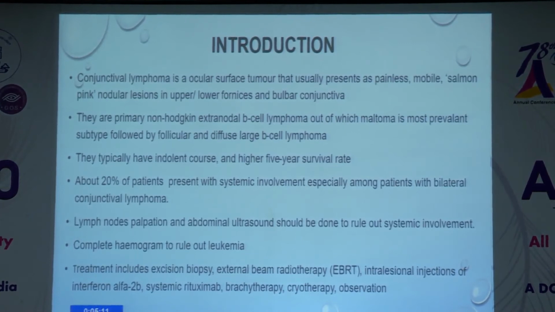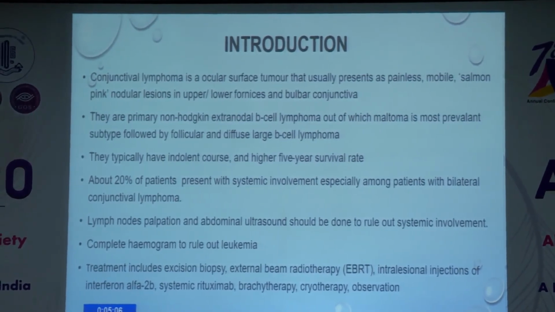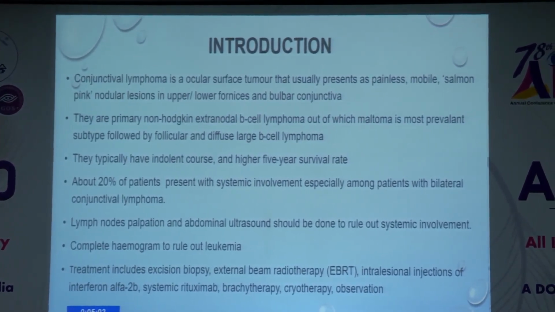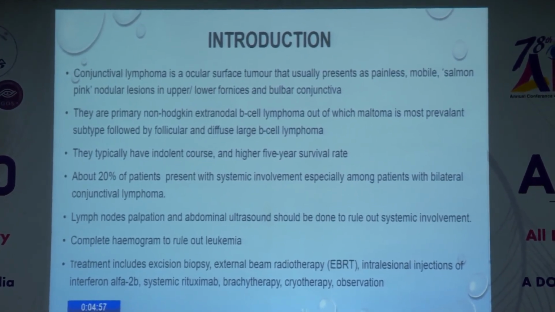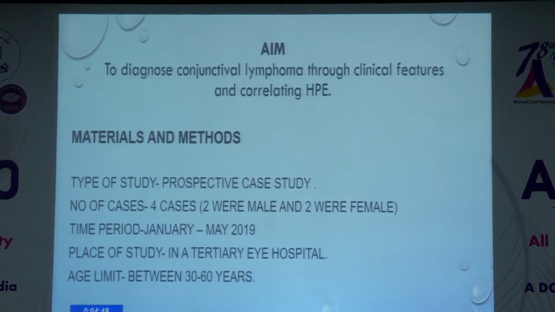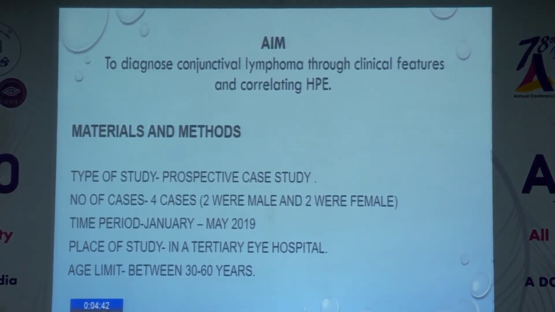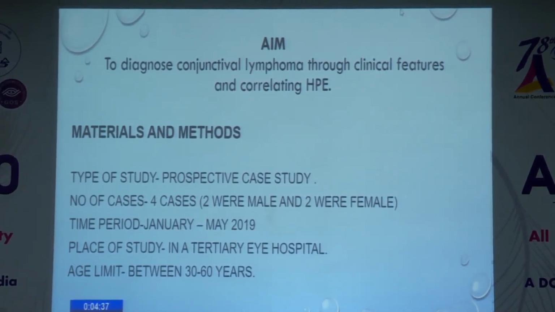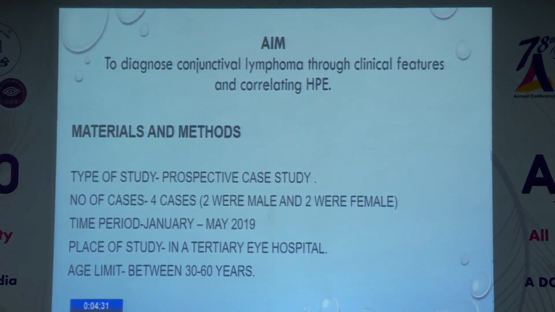Lymph node palpation and abdominal ultrasound are primarily done to rule out systemic involvement, and complete hemogram is necessary to rule out leukemia. The treatment generally includes excision biopsy, external beam radiotherapy, intralesional injection of interferon alpha 2b, systemic rituximab, brachytherapy, cryotherapy, and observation. So my aim of the study is to diagnose conjunctival lymphoma through clinical features and correlating histopathological examination. It's a prospective case control kind of study where we took 4 cases where 2 were male, 2 were female, and it was conducted between January to May 2019 in a tertiary eye care hospital between 30 to 60 years of age.